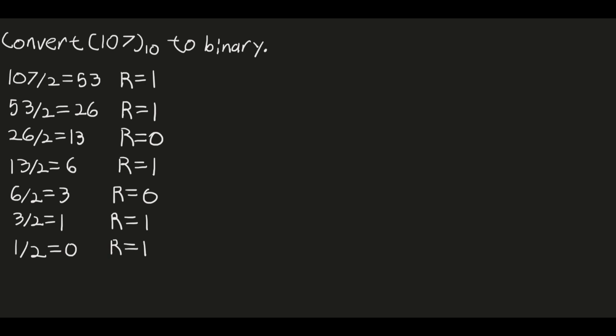Putting the remainders together from bottom to top, it would be 1, 1, 0, 1, 0, 1, 1. And this will be our final answer. Now let's check to make sure our conversion was accurate. As mentioned previously, you can skip this step if you like.